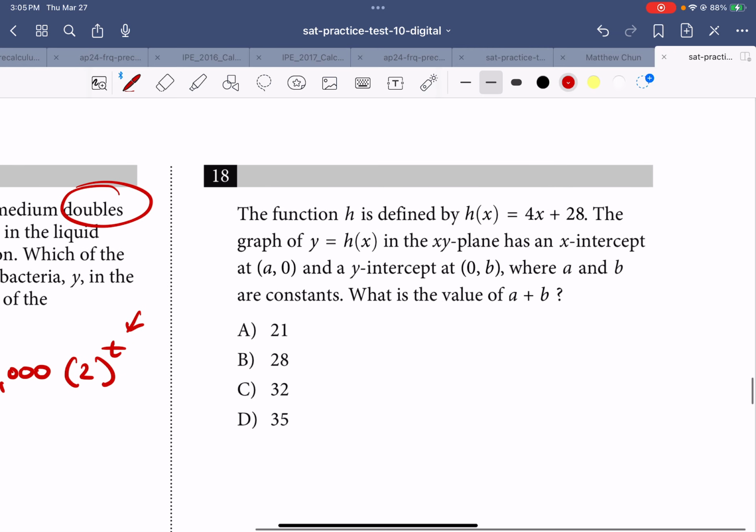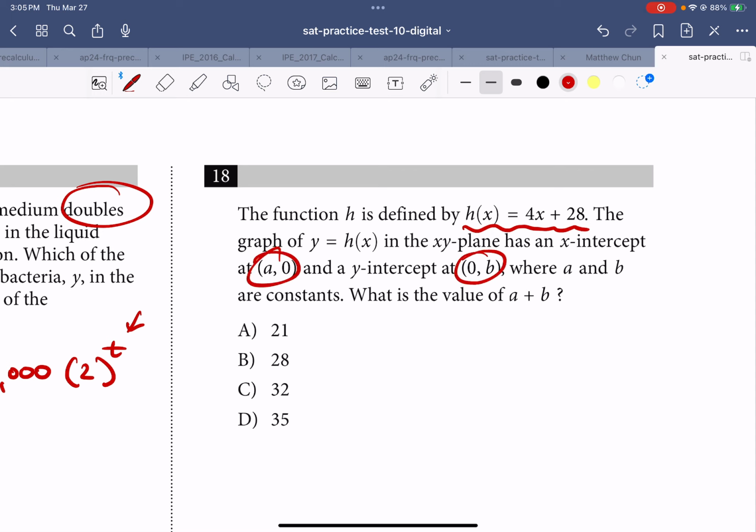Now number 18, the function h is defined like this. The graph of y equals h of x in the xy plane has an x-intercept and a y-intercept. What is a plus b? Okay, so for the x-intercept, you put 0 into y. So for a plus 28, that shows a is -7.